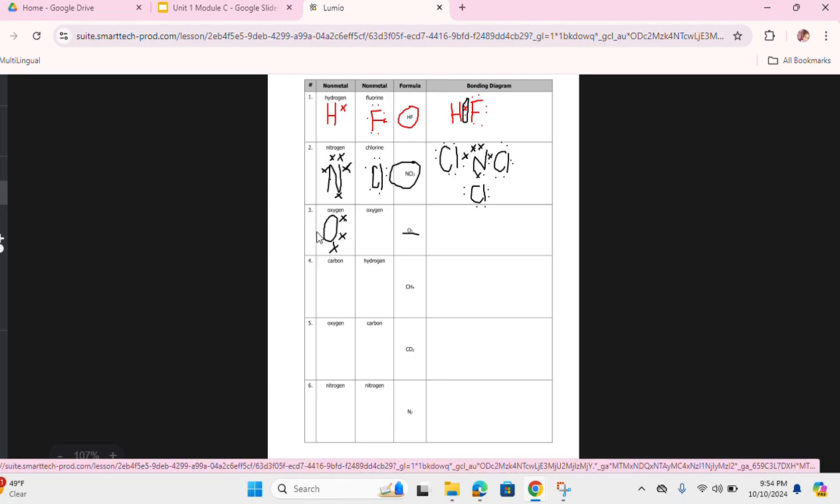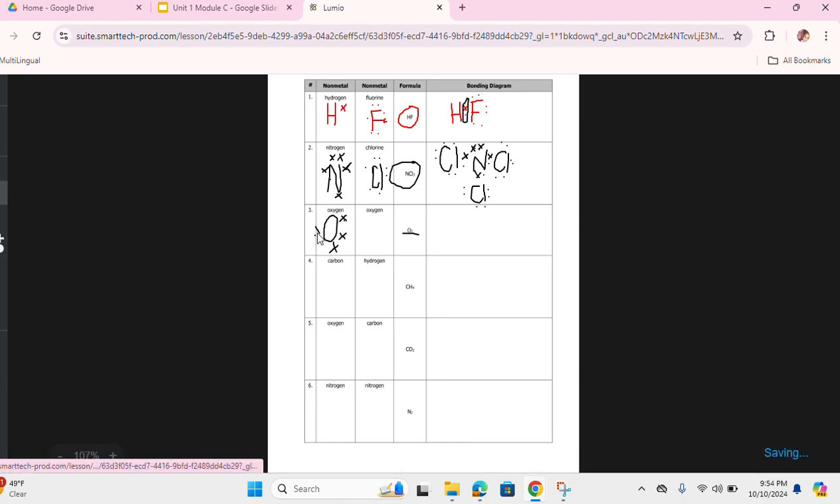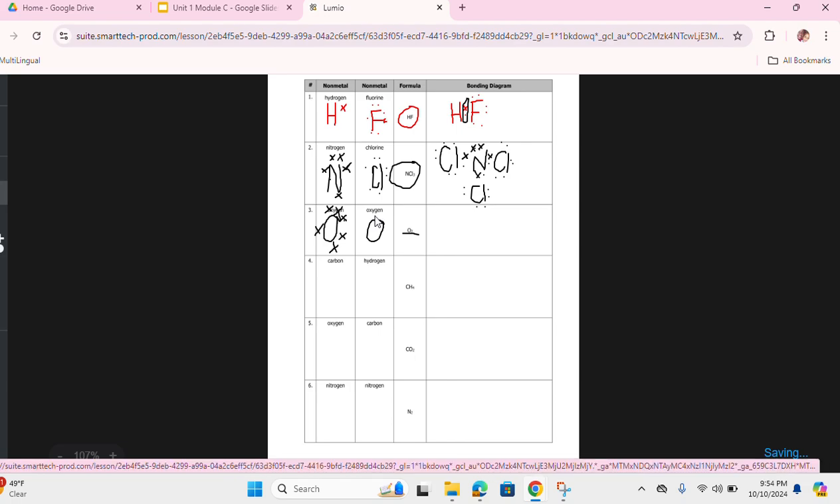1, 2, 3, 4, 5, 6. Again, it's kind of hard using this mouse pad. And this one also has 6. So 1, 2, 3, 4, 5, 6.